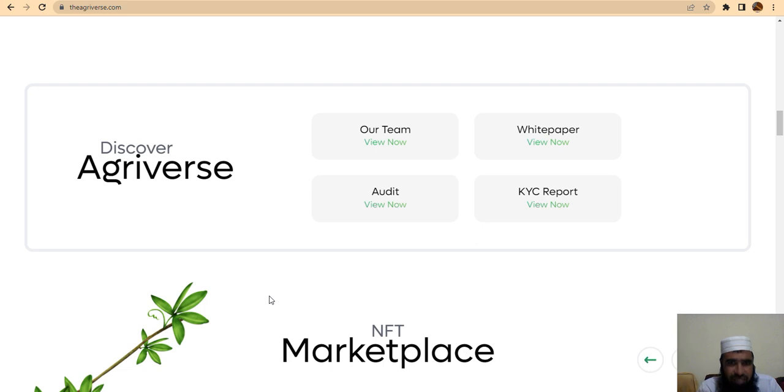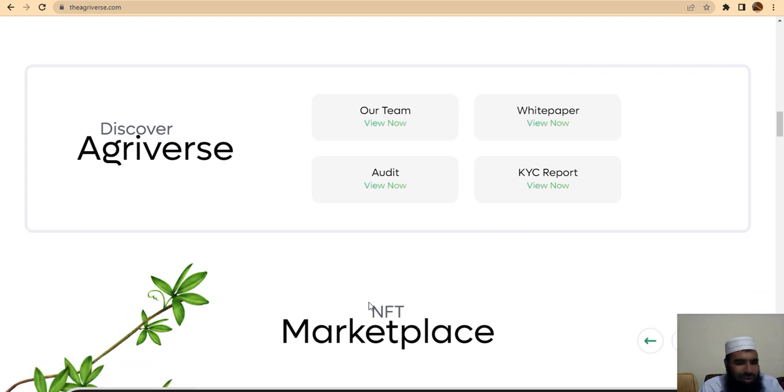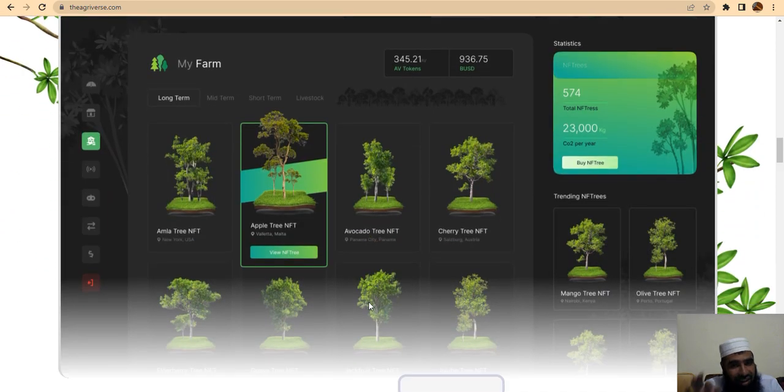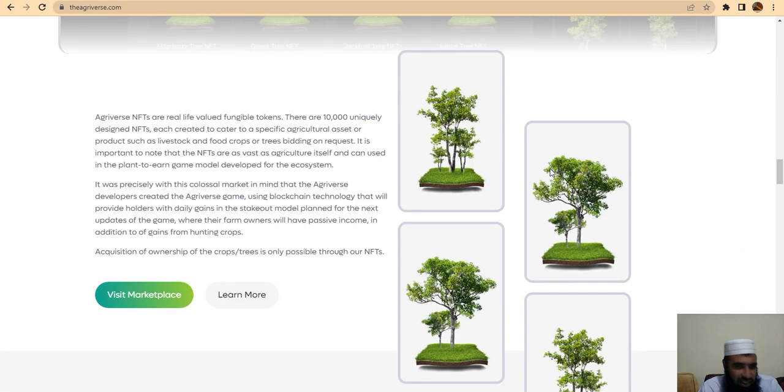You can view their team, their audit system, and their KYC report, and how they launched the Agriverse coins and NFT marketplace. It is very easy to understand the system of this project, including the cost per year and total NFTs. You can see here that you can buy NFT trades, which is very easy for you.